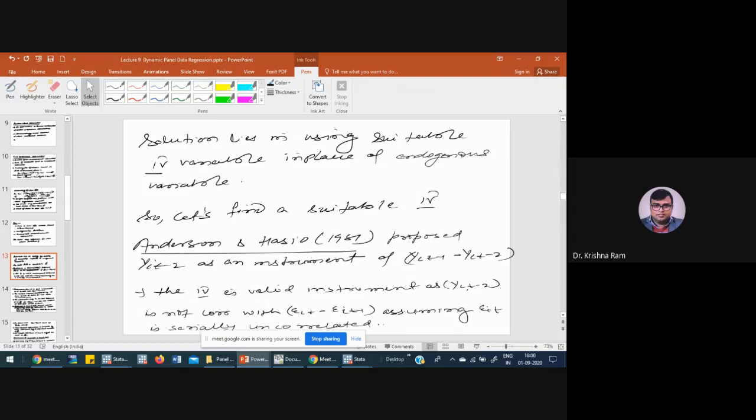So again, in the dynamic panel data case, we look for a suitable instrument variable. If you find a suitable instrument variable, then you can use that and get an unbiased and consistent estimate. There is a paper by Anderson and Hsiao. Anderson and Hsiao proposed y it minus 2 as an instrument for y it minus 1 minus y it minus 2, because in the dynamic panel data case, particularly when we use the first difference regression model, this one is correlated with the error term.